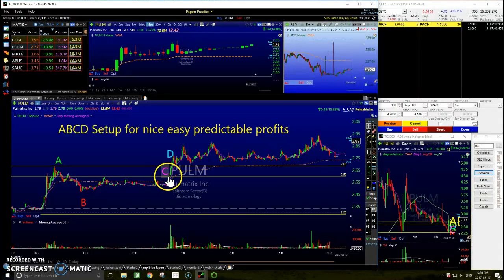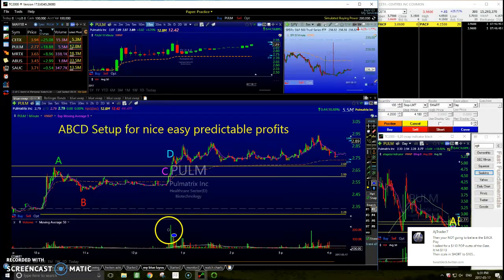Now you can buy in anywhere in here and risk off of low of day or the break of this trend line. If it breaks this support, you could get out. But I like to give these a little bit of wiggle room, especially once you see this.